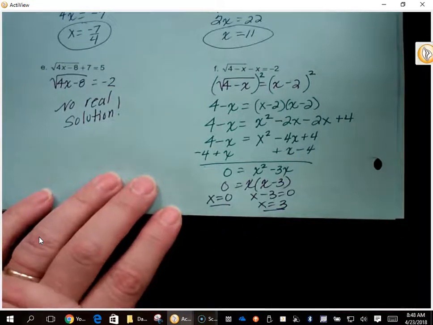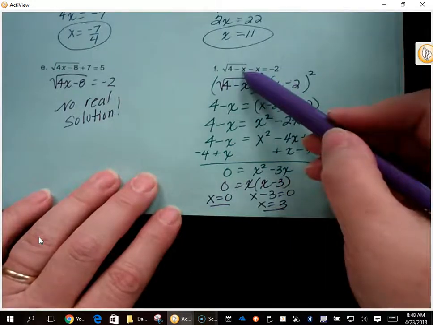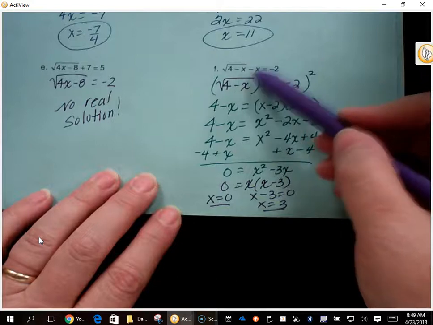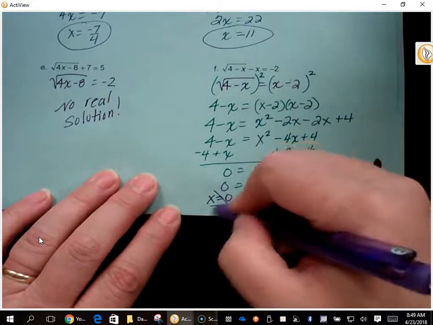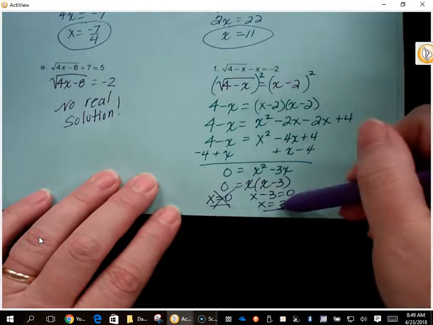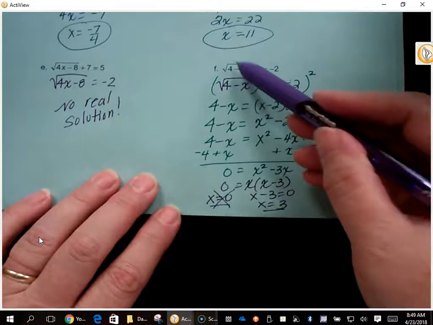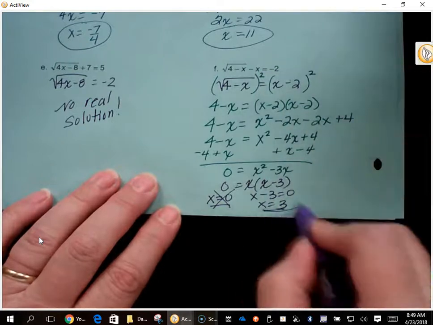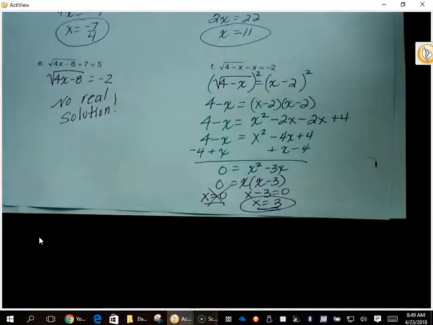So we check them out. We plug in 0. 4 minus 0 is 4. The square root of 4 is 2. 2 minus 0 is negative 2? No. Not a solution. We plug in 3. 4 minus 3 is 1. The square root of 1 is 1. 1 minus 3 is negative 2. This is our solution. So there are times when you're going to have an extraneous solution.